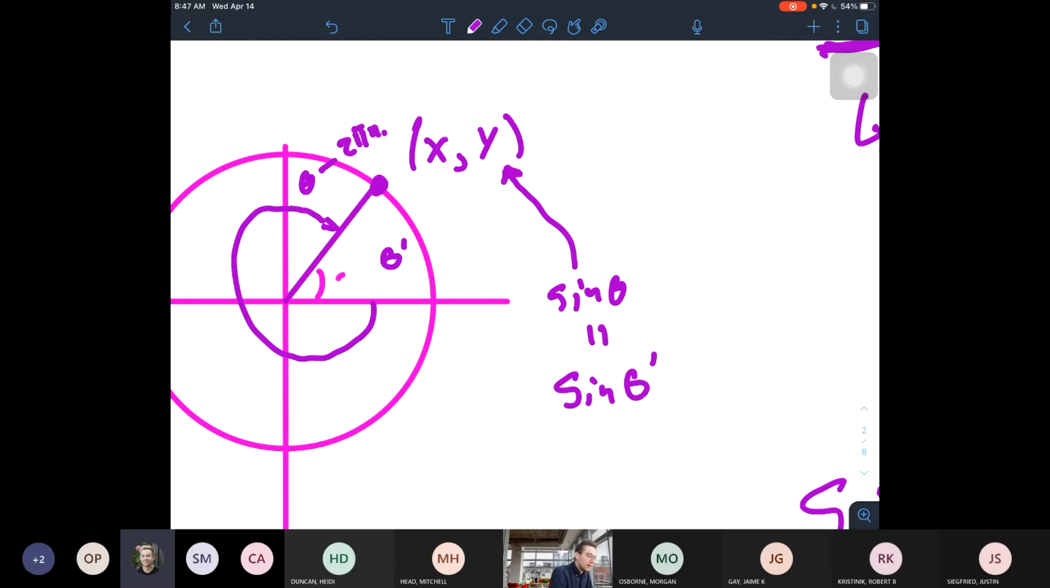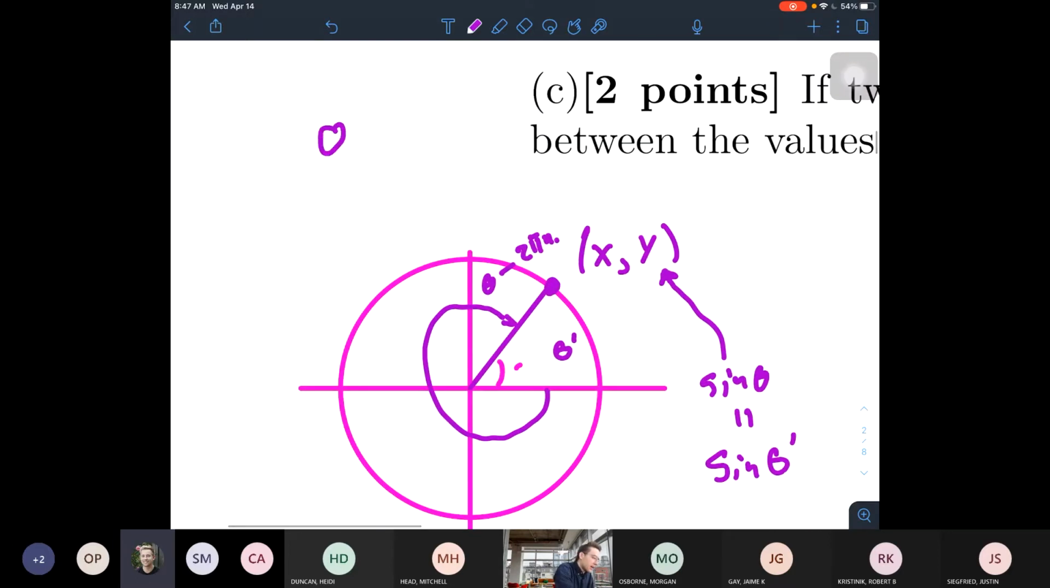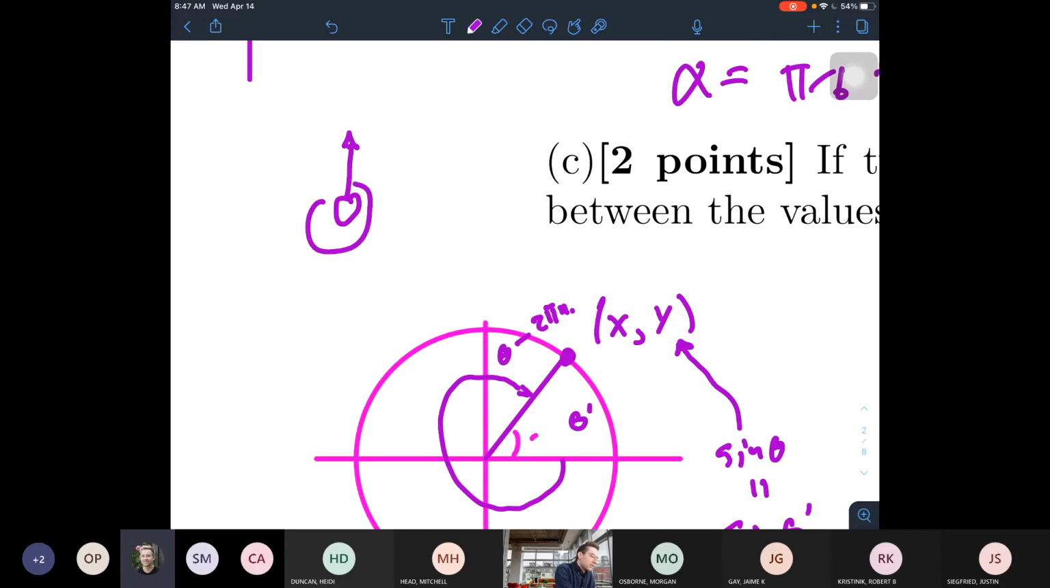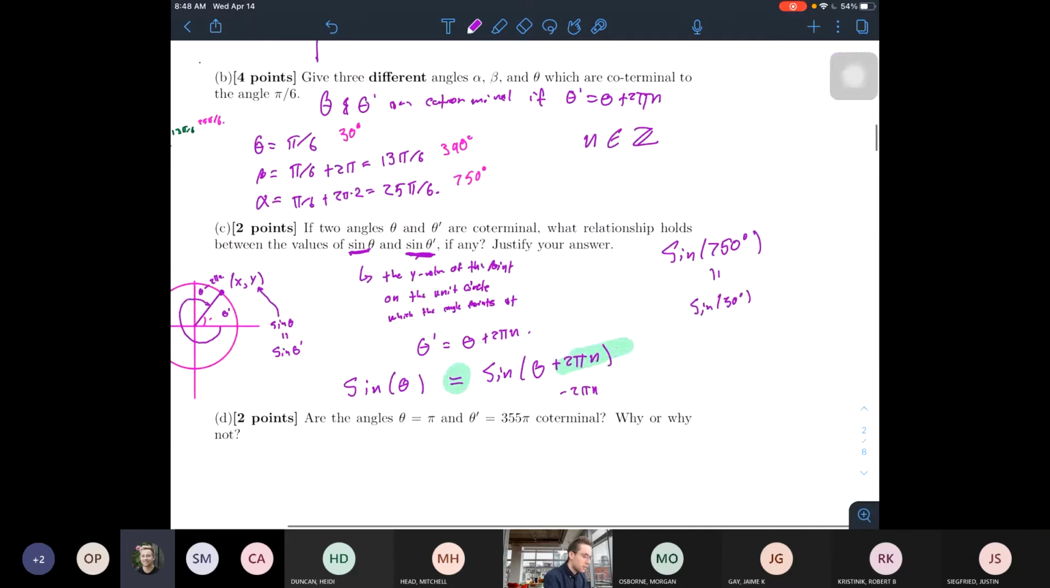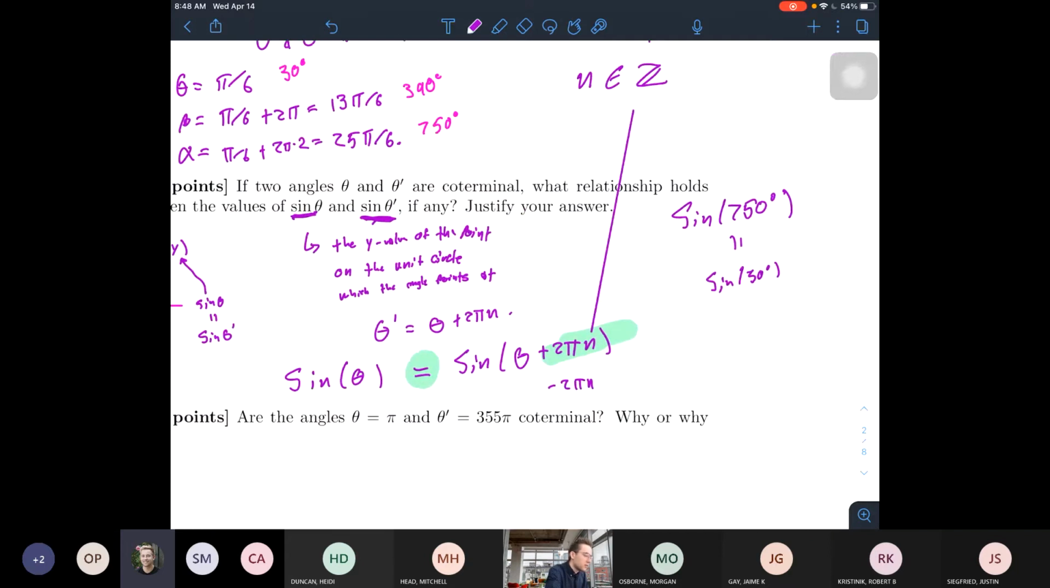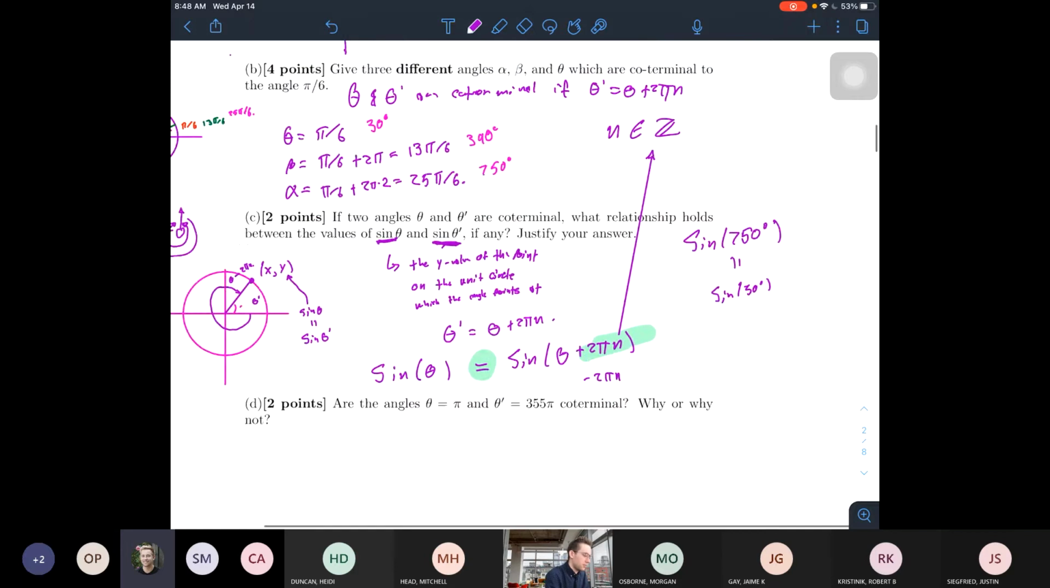It's like, if this is a top-down view of my head and I start facing in this direction and I do a 360 this way, or if I do a 360 the other way, I'm still going to be facing the same direction. So it will still be equal. Also remember that n is an integer, so n could be, for example, a negative number. So we could do sine of theta plus 2 pi times negative 1, and that would be the same thing as subtracting 2 pi. So that's still going to be equal.